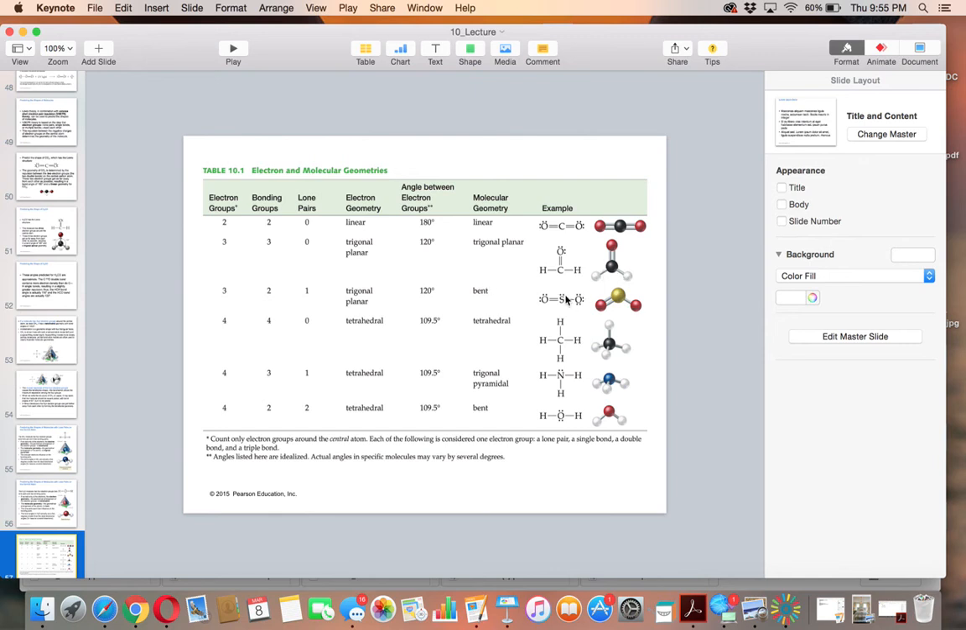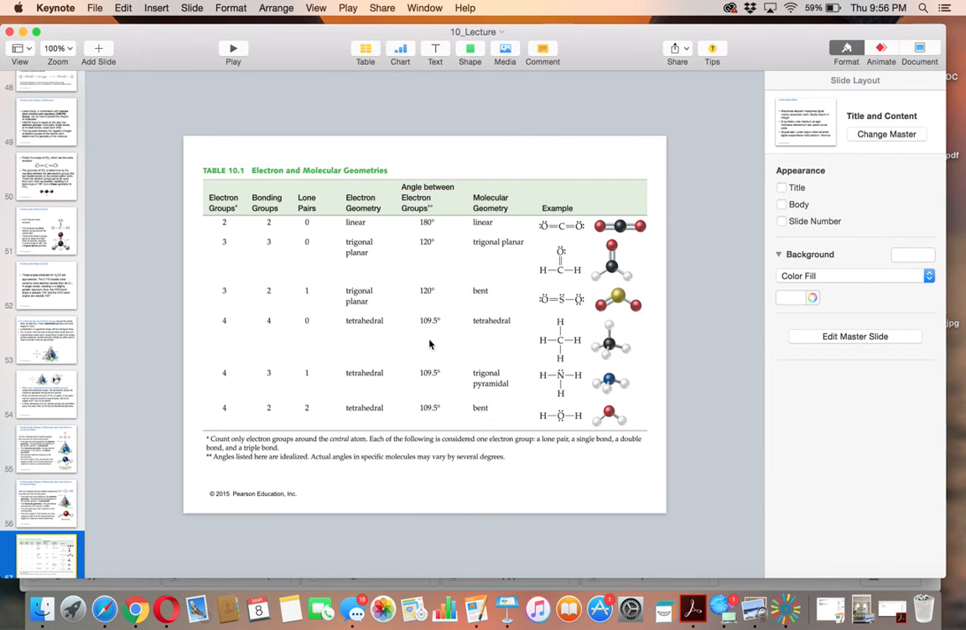But as soon as you have a lone pair, the lone pair pushes things down, and now if you just look at the atoms, they're bent. Same with the 4. If there's no lone pair on the central atom, then the molecular geometry is tetrahedral. Notice the bond angles are 109.5, not 90, because it actually looks like this. But as soon as you get a lone pair, it pushes them down a little bit, and now it's trigonal planar. If you get 2 lone pairs, it pushes it down a lot more, and it's bent.